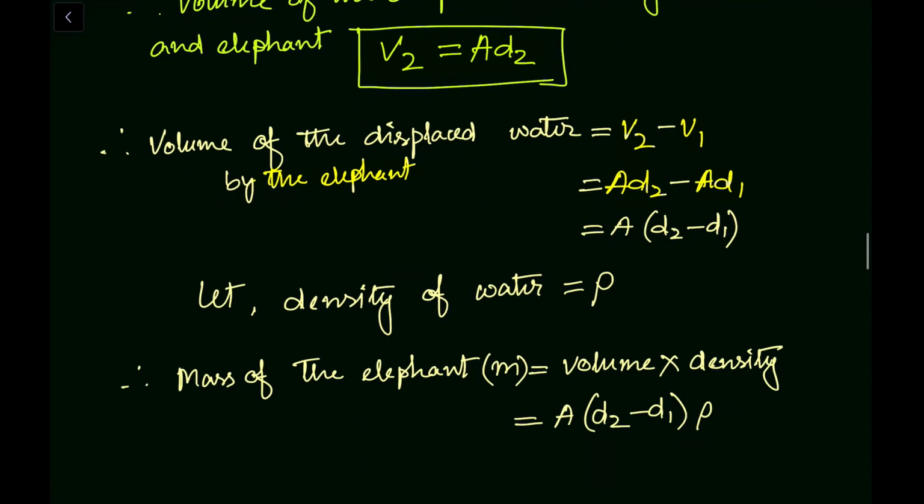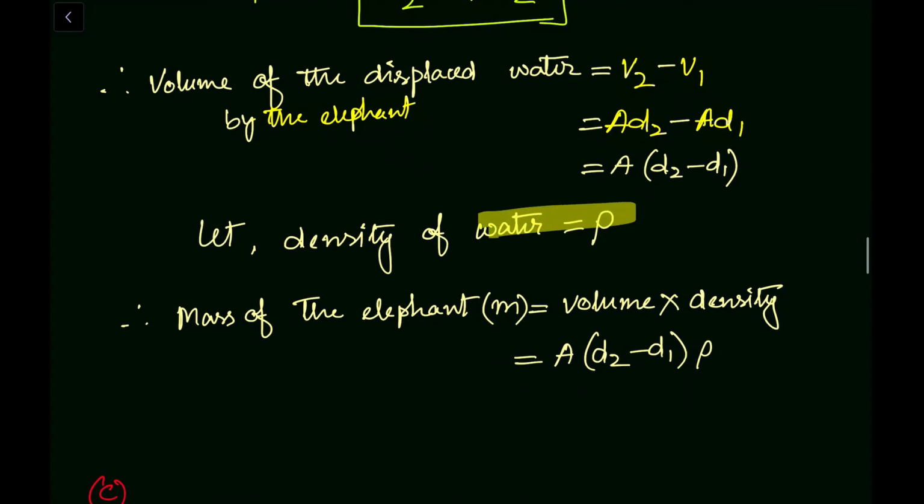Now let us consider the density of the water to be rho. Now the mass of the elephant, what will it be? Mass is equal to volume into density, because density is mass per unit volume. Therefore the mass of the elephant is volume into density, where this is the volume and rho is the density. Therefore the elephant has a mass of this value. We have approximated the mass of the elephant.